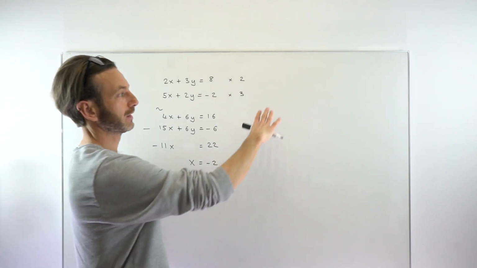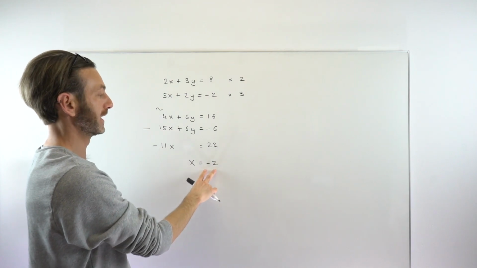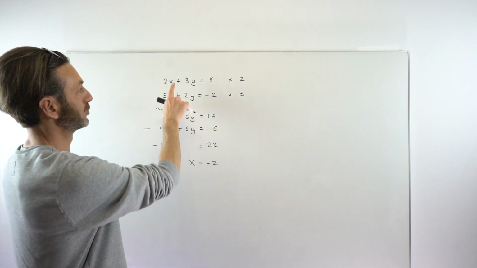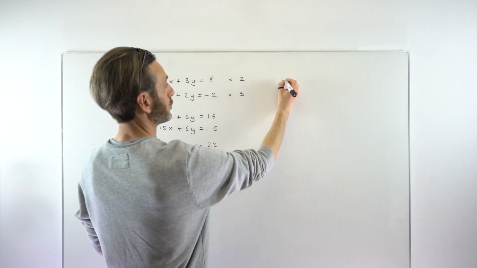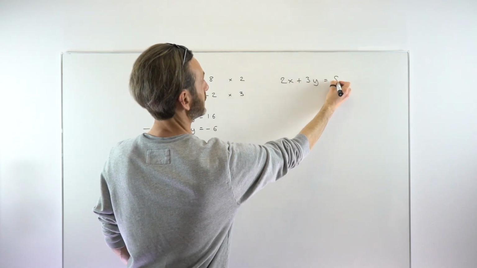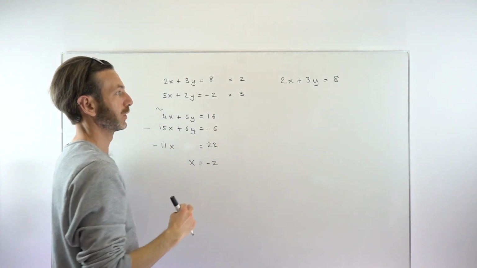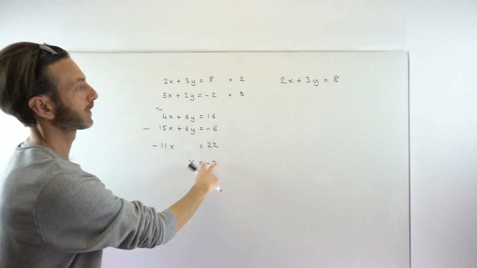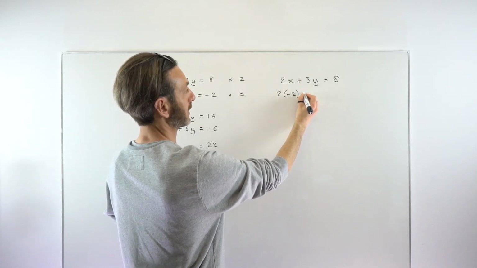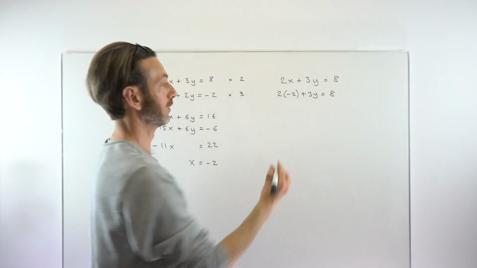You'd maybe want to write a little explanation at this point, like: substitute x equals minus 2 into one of your equations. I'm going to substitute back into the first equation. So the first equation says 2x plus 3y equals 8. Remember, you don't need to repeat the whole process for this, you just need to sub back into one equation to get the y value.